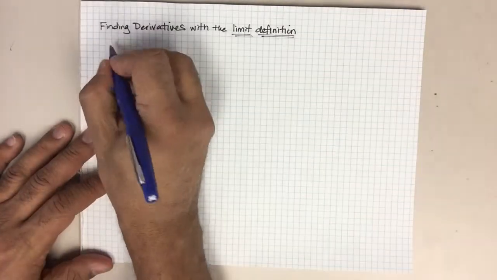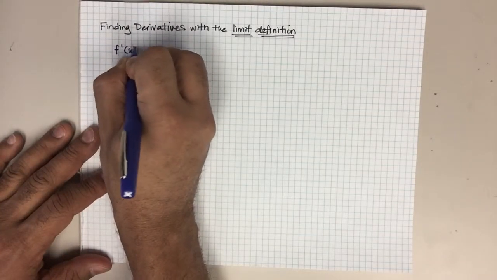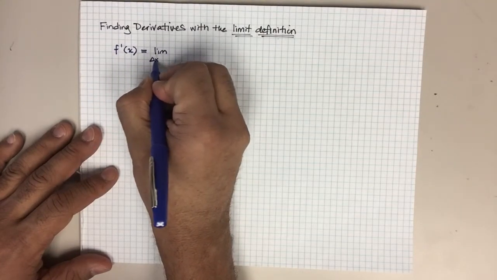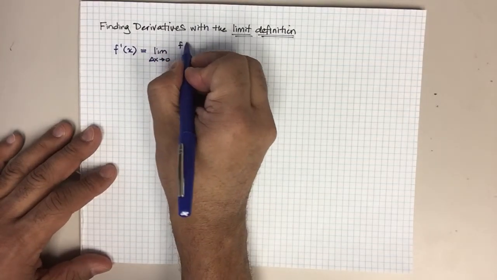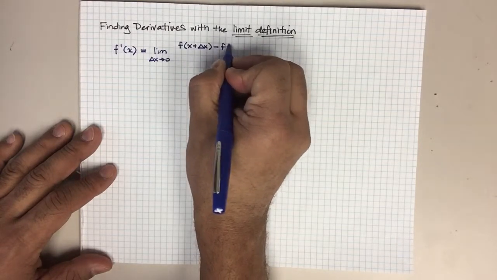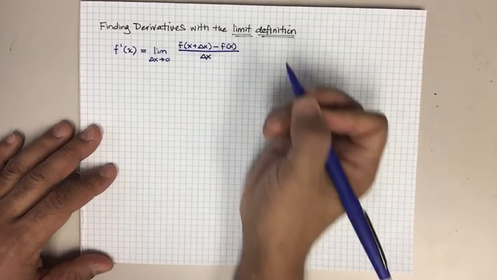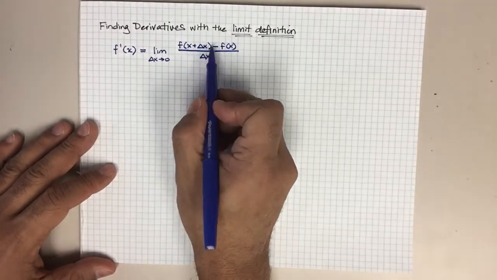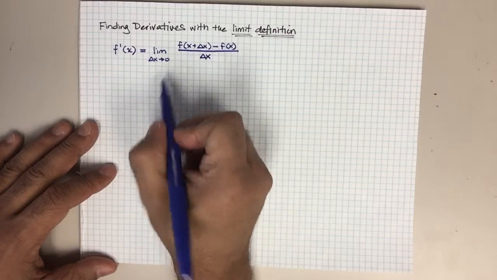And that definition is that if you have a function f of x, then its derivative f prime of x is equal to the limit as delta x approaches 0 of this thing we call the difference quotient, right? f of x plus delta x minus f of x all over delta x. So our challenge is to take a function and express this difference quotient in terms of that function and take the limit as delta x approaches 0.